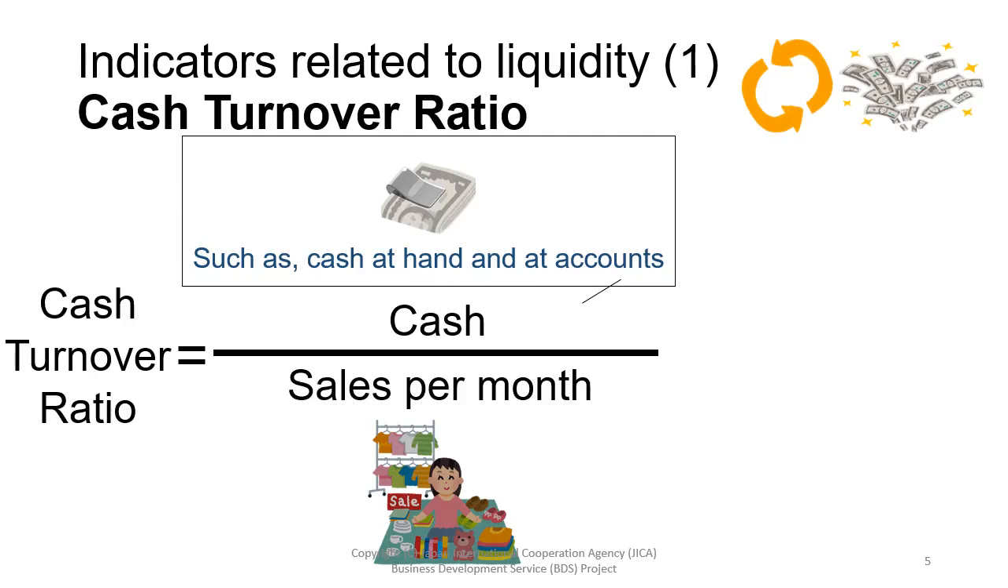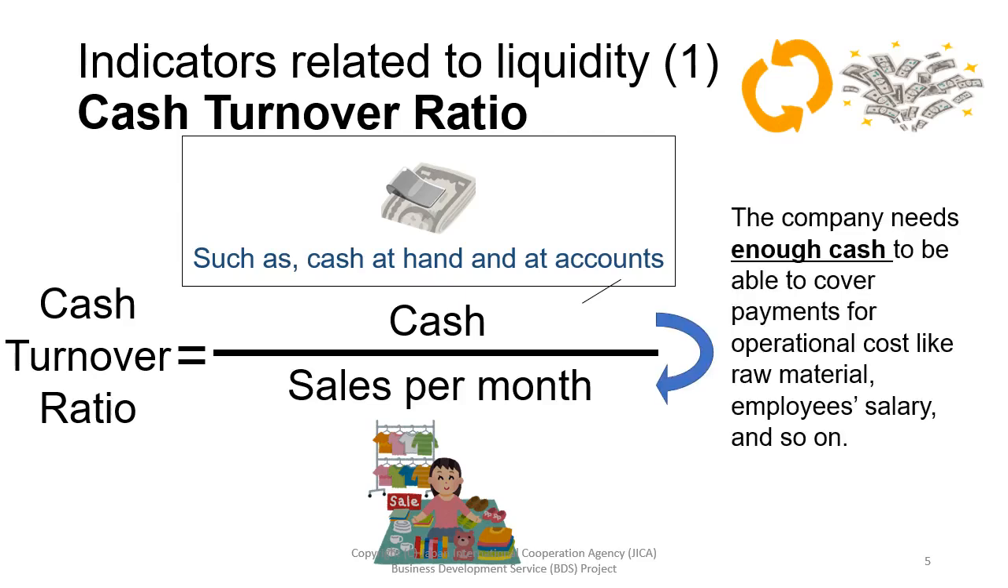If this number is too low, the MSME may struggle to pay for operational costs like raw materials, employees' salary, etc. Cash turnover ratio can't be too high either because cash needs to be used effectively. The number should be just right.